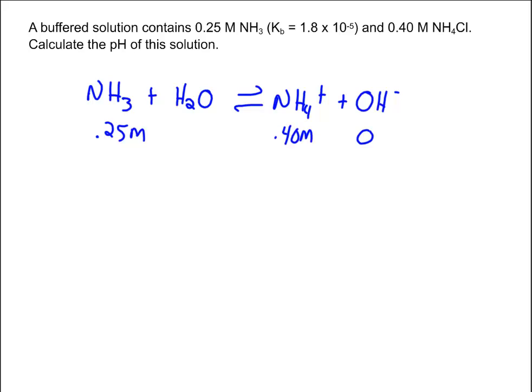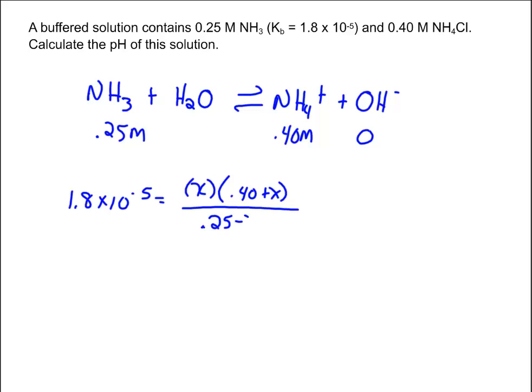So for our equilibrium, we've got 1.8 times 10 to the negative 5. The concentration of hydroxide is X. The concentration of ammonium ions is 0.4 plus X. The concentration of ammonia is 0.25 minus X.